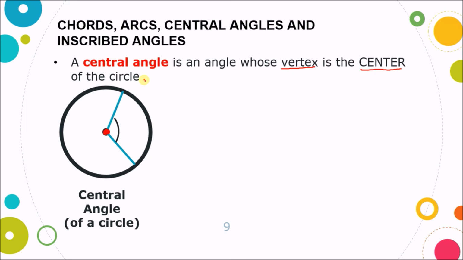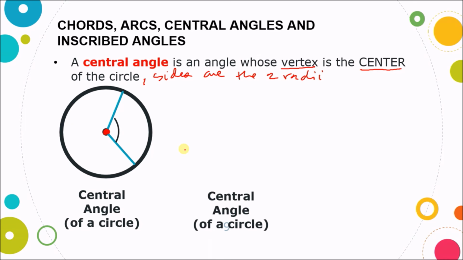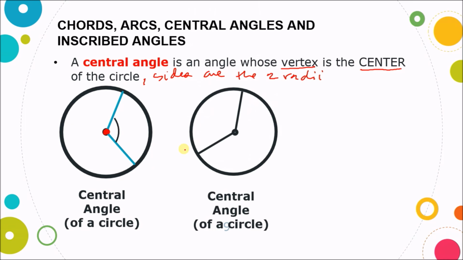Wherein, to be specific dito, the vertex is the center of the circle and the sides are the two radii. Okay? Meron tayong dalawang radii na nakita, which is this one and this one. They are congruent automatically, or radii are congruent in the same circle. So from this given drawing, this is a central angle accepted because the vertex is on the center of the circle. We also have this one.